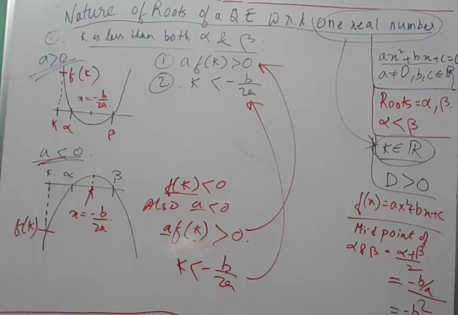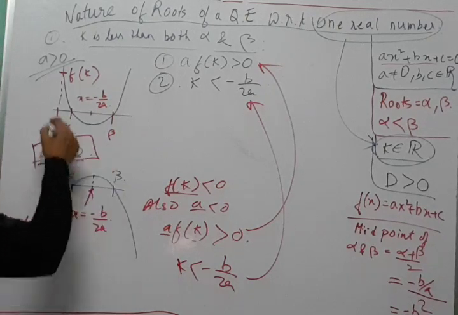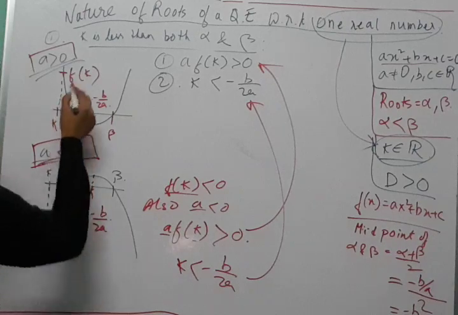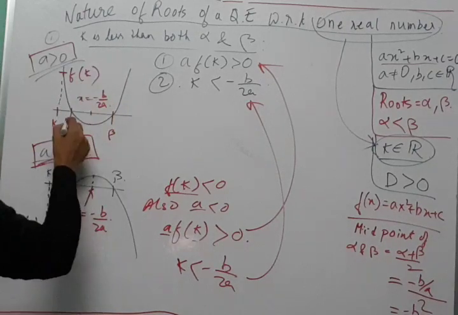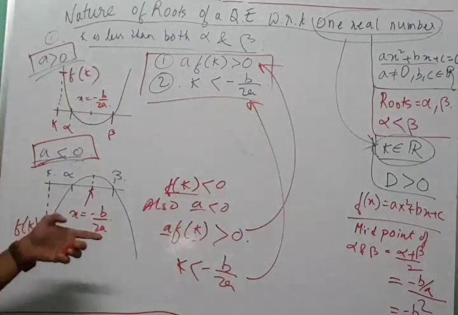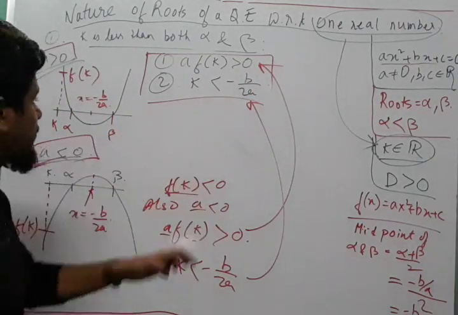So as you can see, it is immaterial. It does not matter what is the value of a, whether a is greater than 0 or a is less than 0, it does not matter. If k is less than both the roots alpha and beta, then this condition will be satisfied nevertheless. So that is what we are looking forward to.